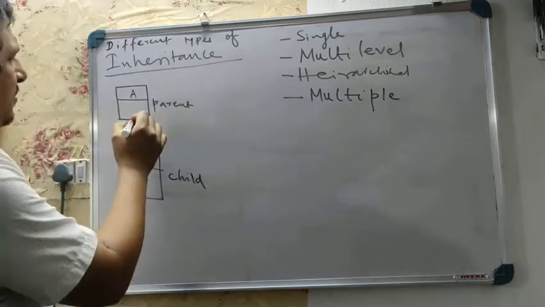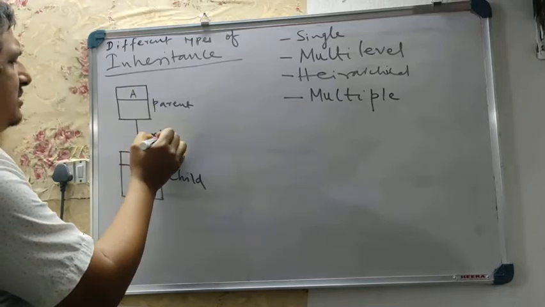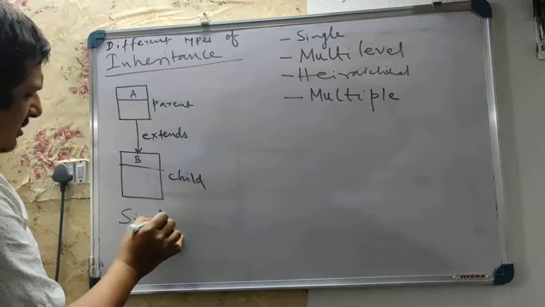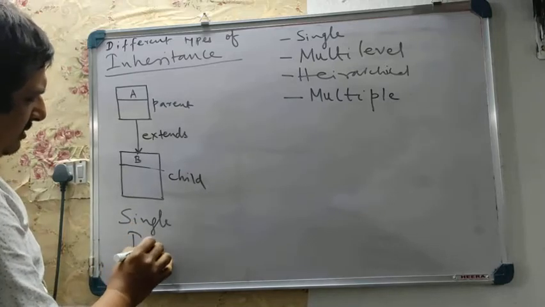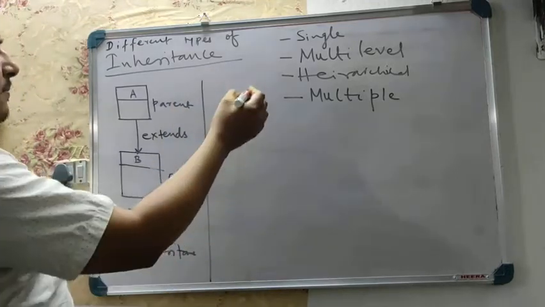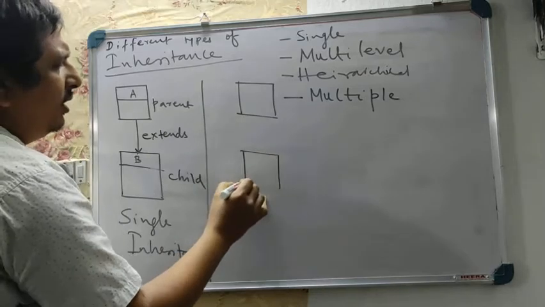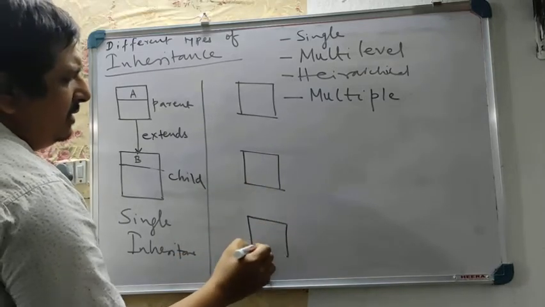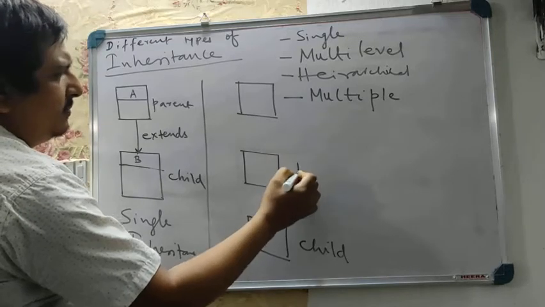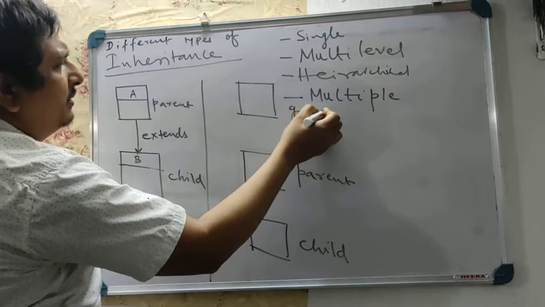Okay, so this is your relationship extends. This is a single inheritance. Now we have another inheritance where the number of levels is increased. It means it is child, it is parent, and it is grandparent.